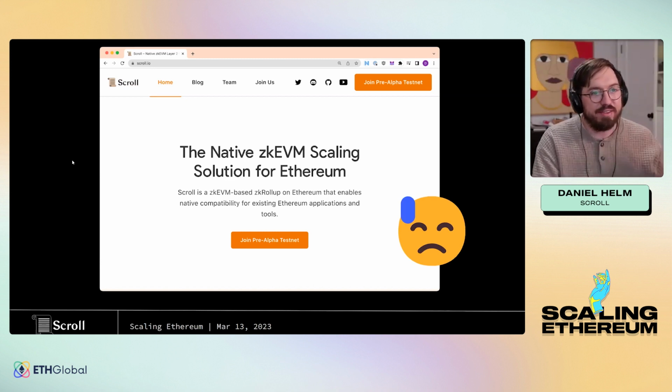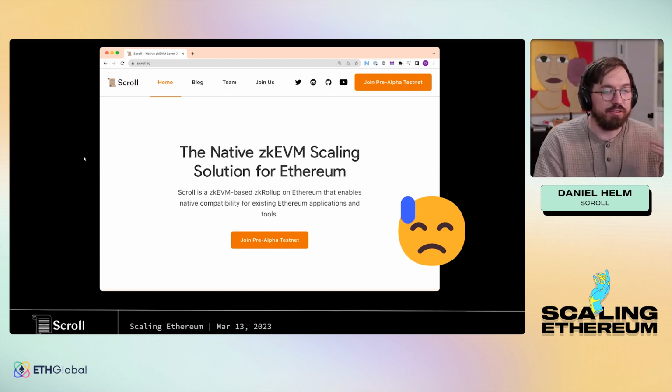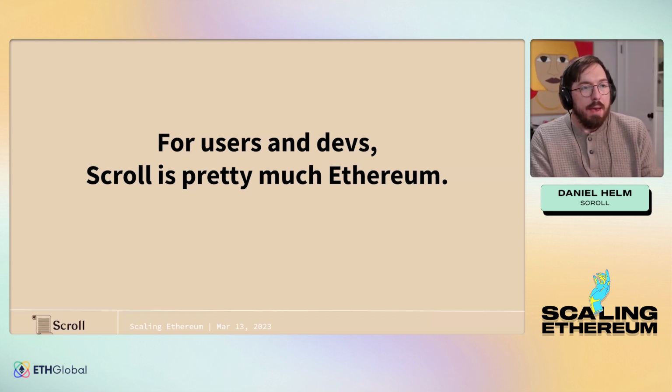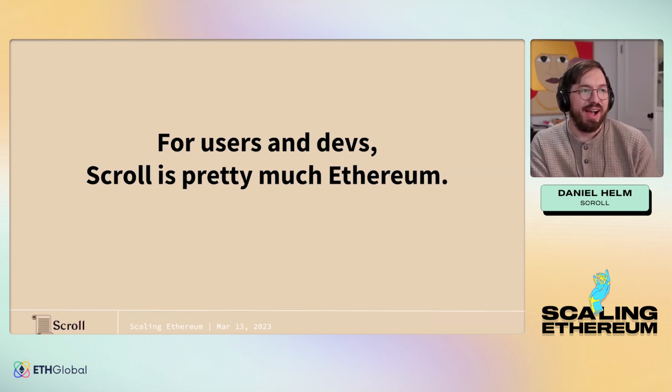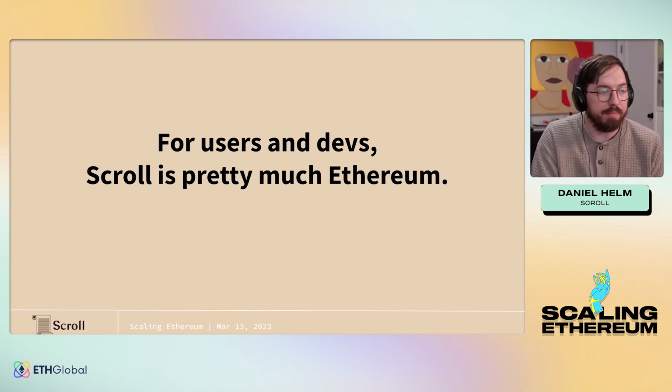So the goal of this talk is to get people more accustomed to what this jargon means and get you started building and deploying on Scroll if you're only kind of getting started with these kind of solutions. But if you are new here and you only take away one thing, I want it to be that for users and devs, Scroll is pretty much Ethereum. For the most part, it's going to feel and look just like using Ethereum.